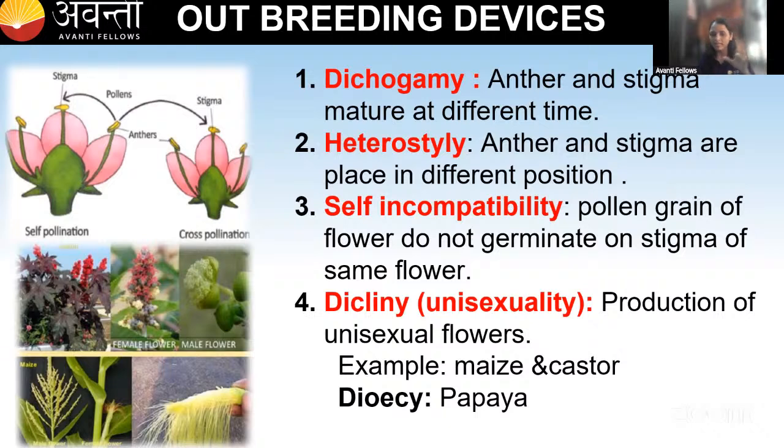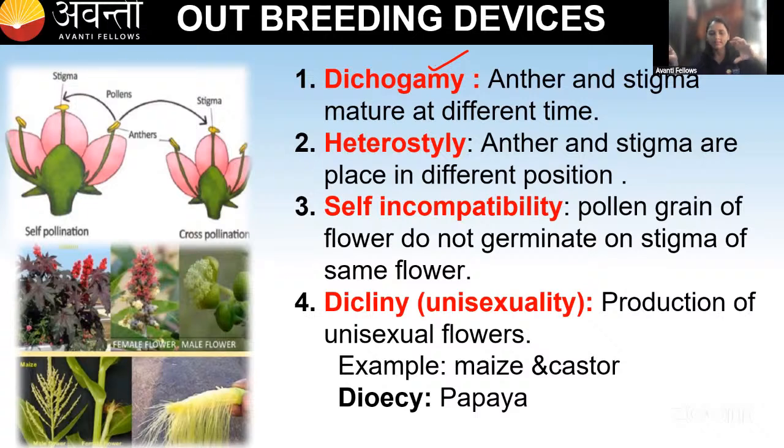Which are those? Here there are four things we will study. The first one, to avoid self-pollination, is dichogamy. What do we mean by dichogamy? For self-pollination to happen, the anther and stigma should mature at the same time. Then only the anther is going to produce the pollen grain, and that pollen grain is going to fall on the matured stigma. Yes or no? But here the plants have developed a kind of thing in which the anther matures at a different time and the stigma matures at a different time.